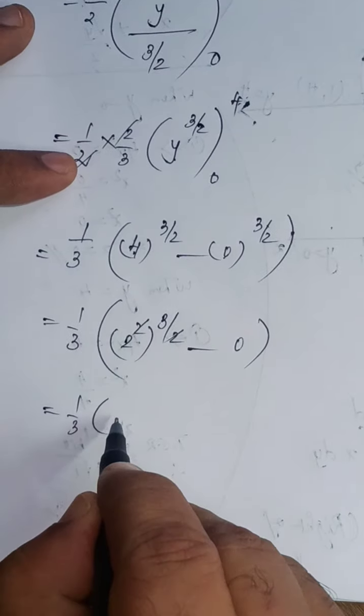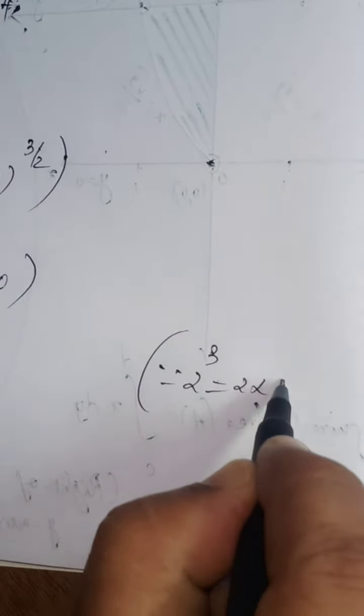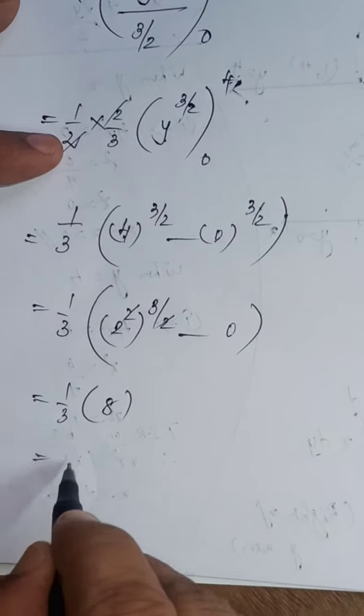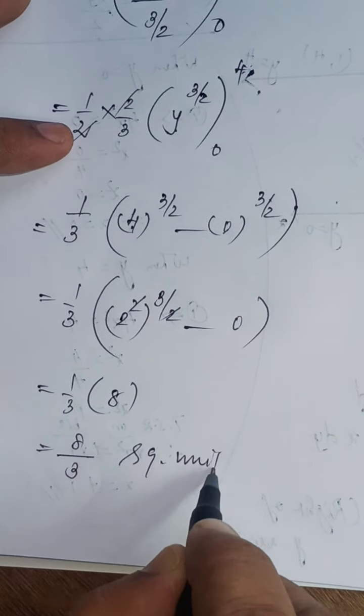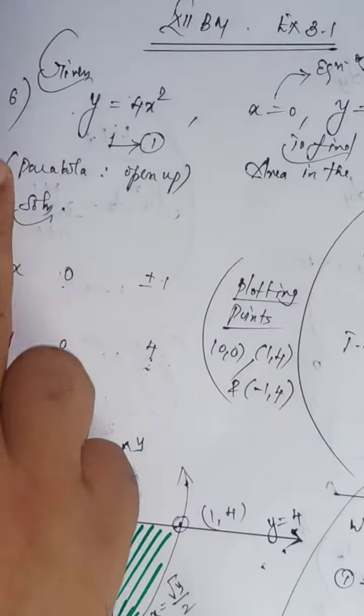2 cube, that is 8. 2 cube is equal to 2 into 2 into 2. What is the value? 8. That is equal to 8 ones are 8, divided by 3 square units. So problem number 6 is over.